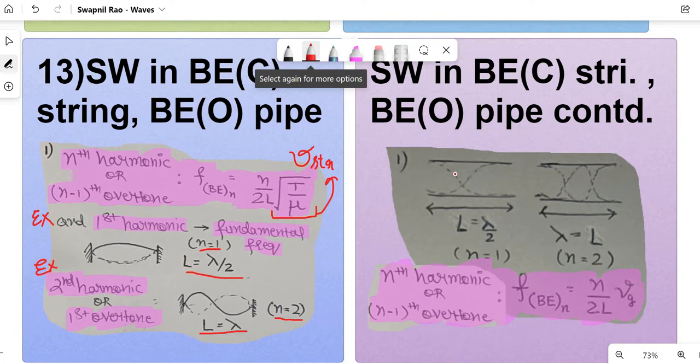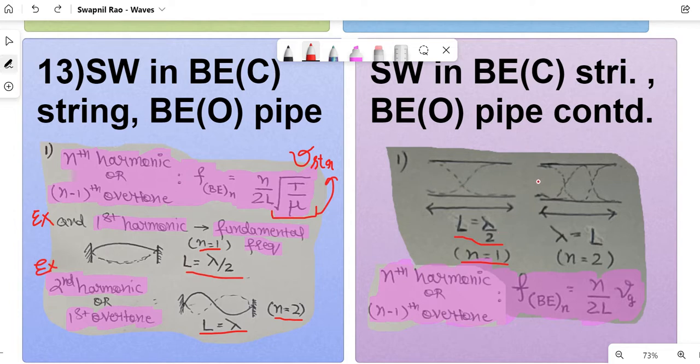I've written the same cases over here. When both ends are open and n is equal to 1, it would look something like this, and this would be the dotted line, the wave. And if you see, the length is lambda by 2. I don't know why I keep saying pi. It's lambda by 2, and the reason is that the distance between one antinode and the other antinode is lambda by 2.